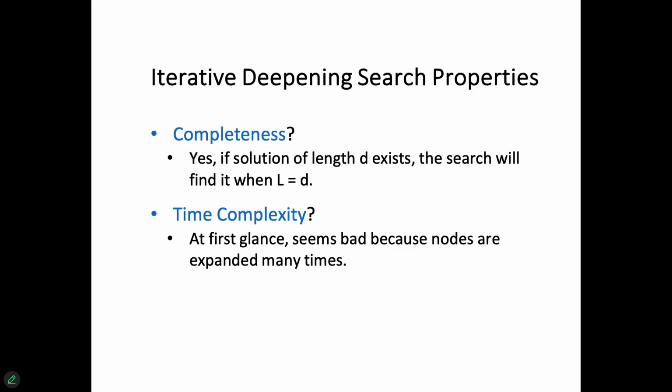And in terms of the time complexity, it may seem very bad because at each iteration you start from the beginning, right? So for example, let's say at iteration 1, you consider levels 0, 1. Iteration 2, you consider levels 0, 1, 2. And in iteration 10, you're again starting from the beginning.